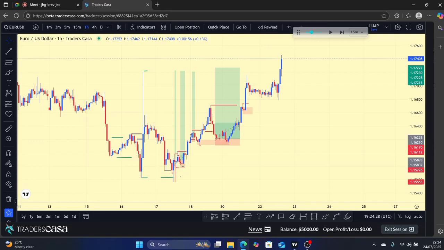But the process is of course the same. The glitch comes on the lower time frame, whereby the major inducement changes its role from being a major inducement to being a change of character.